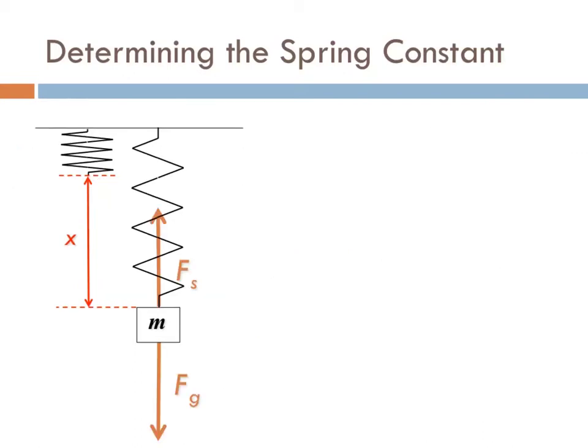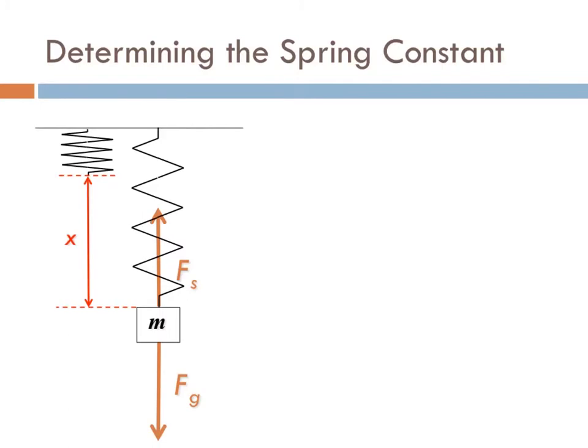So again, if I know that my object has reached another equilibrium position, so I've put this mass on the spring, and now it has come to a stop over here, then my downward force, my gravitational force, is equal to my upward force, which is my spring force in this case.